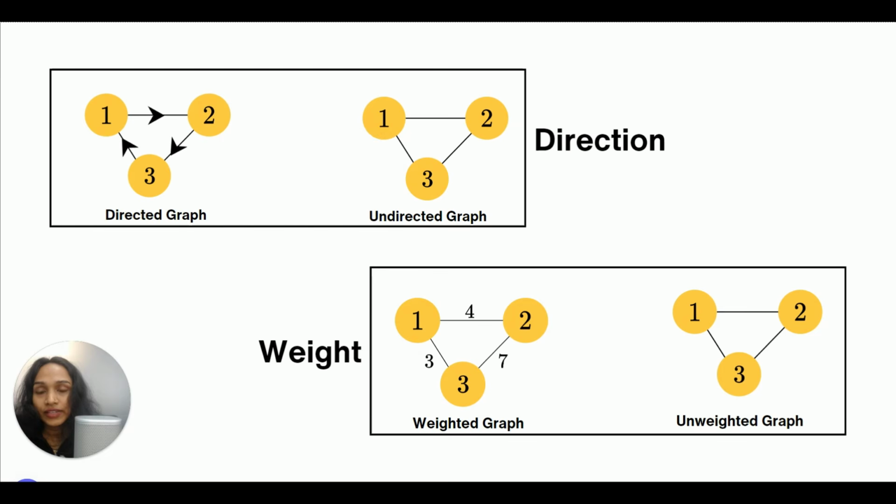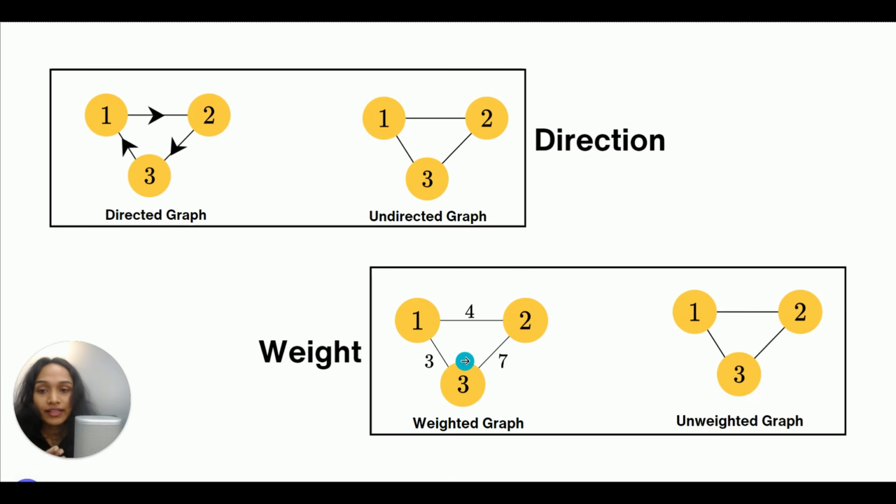For example, in a school, we have a principal, teachers, and students. The principal can ask the teachers to do some work, and teachers can tell the students to do their homework. So there is a particular direction in which the information flows. There is a hierarchy. Similarly, in a directed graph, there is a particular direction for the flow of information.